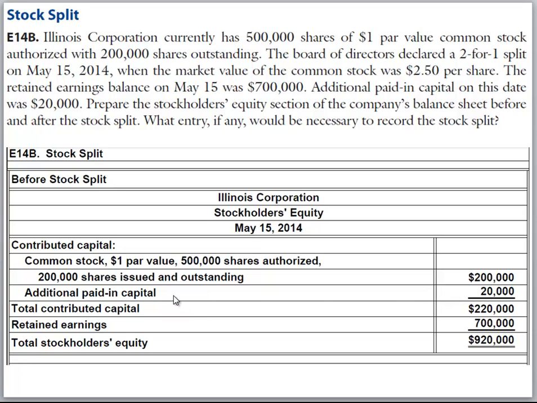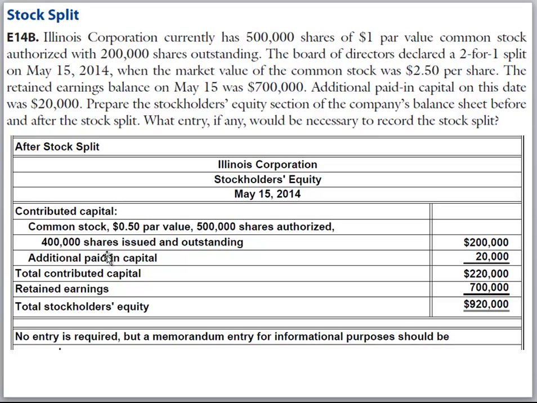The balance in the additional paid-in capital came from when the stock was issued or sold for a dollar amount above the par value. So if we take our 200,000 shares times our $1 par value, we get the 200,000, plus the additional paid-in capital gives us total contributed capital of 220,000, and then we add in our retained earnings, where our retained earnings is the total amount of money the company has earned since the day it became a business, minus any losses or dividends that the company has paid out. So that then gives us a total stockholders' equity of $920,000.